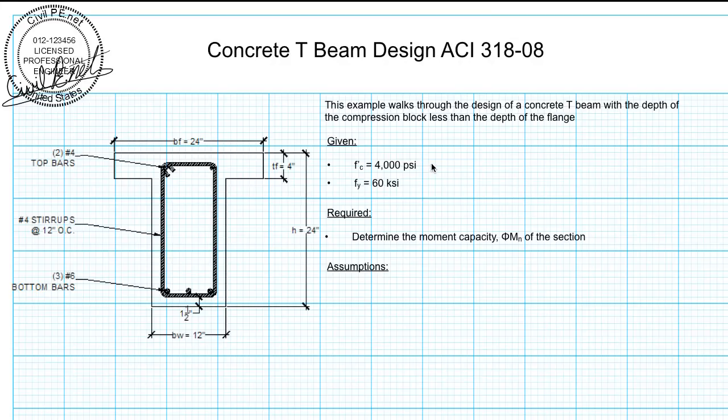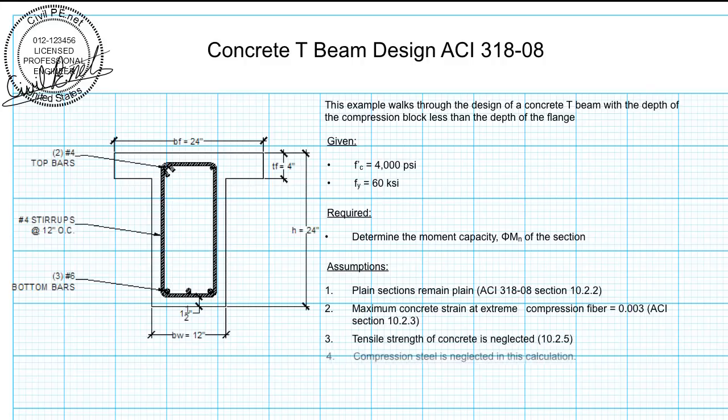Now to change things up a little bit, the concrete strength for this beam is 4,000 psi, and the yield stress for the steel reinforcement is still going to be 60 ksi. What we want to do is determine the moment capacity phi Mn of the section. Our assumptions are exactly the same as they have been all along. Plane sections remain plane, the maximum concrete strain at the extreme compression fiber is 0.003, the tensile strength of concrete is neglected, and once again we are going to ignore compression steel in the compression zone.